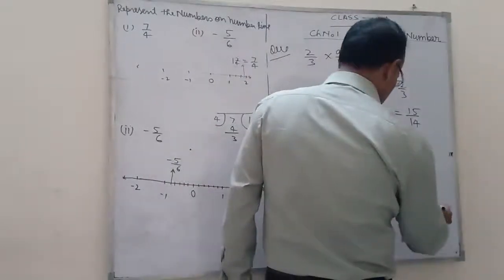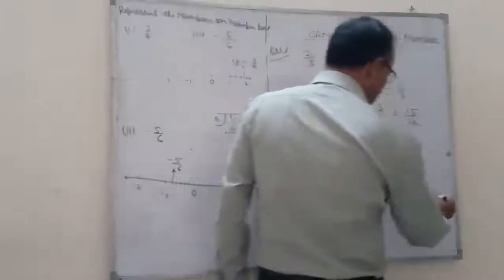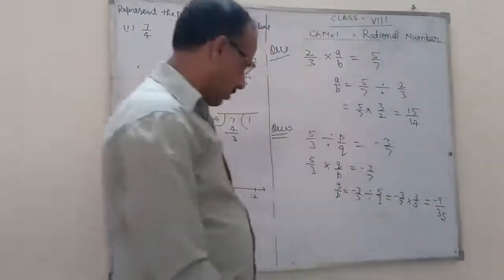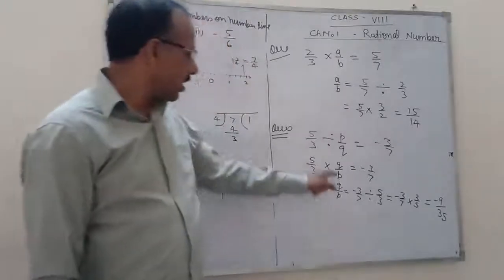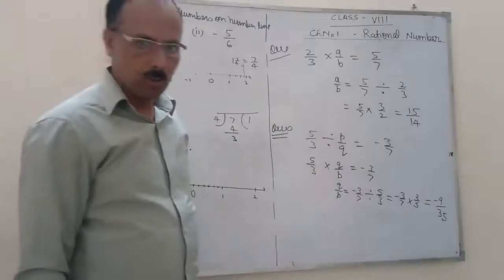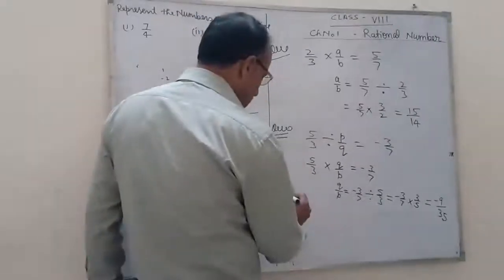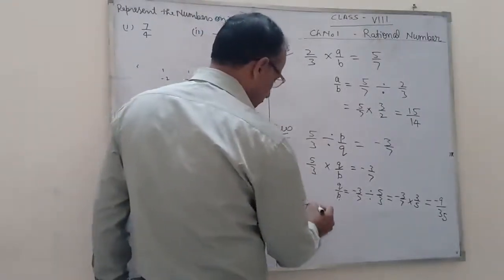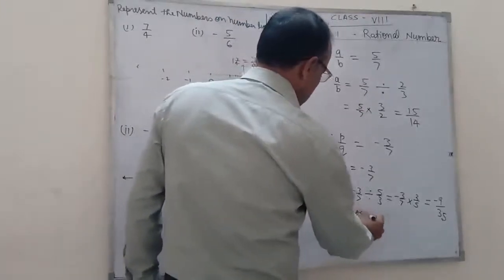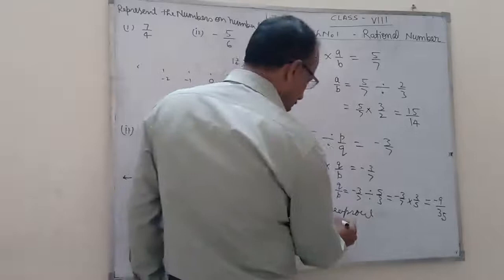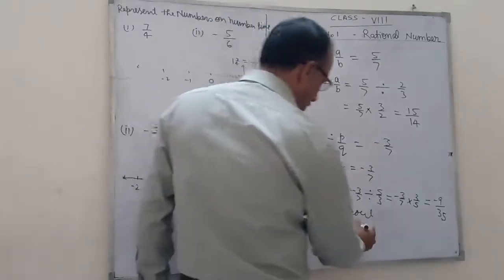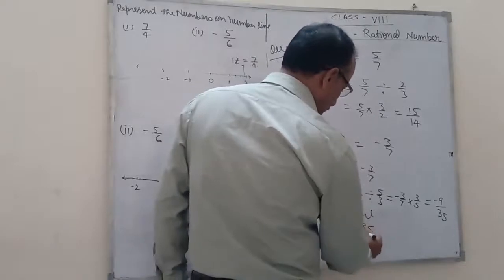There will be minus 9 upon 35. But it is Q upon P. What we need to find is P upon Q. So taking its reciprocal, P upon Q equals minus 35 upon 9.